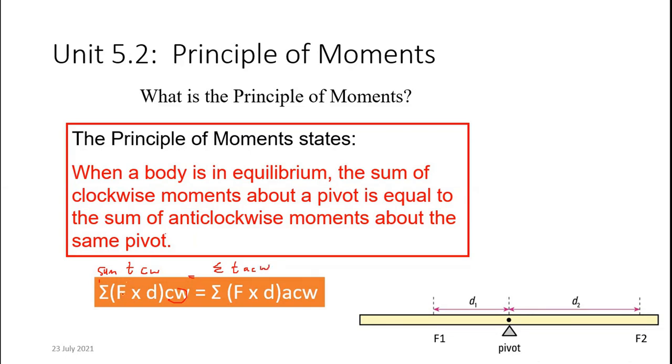Because torque is F times d, the sum of F times d clockwise is equal to the sum of F times d anti-clockwise.